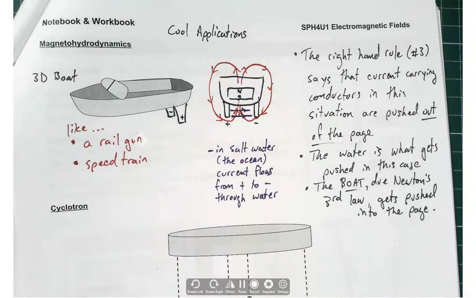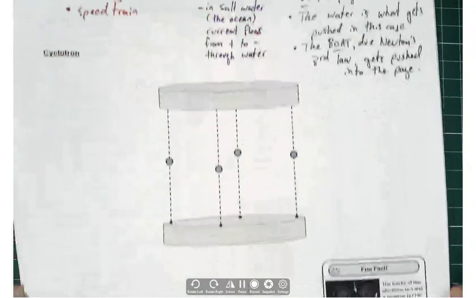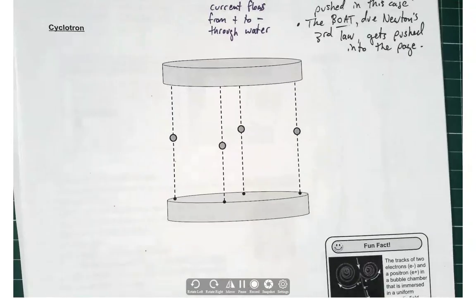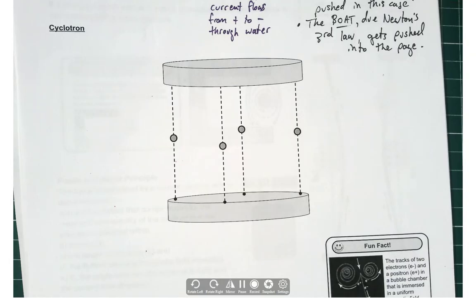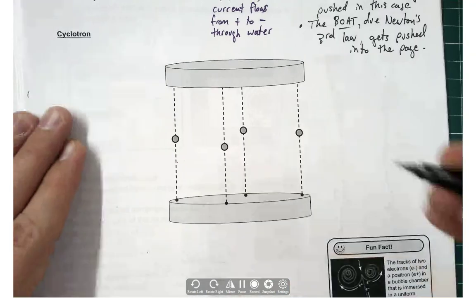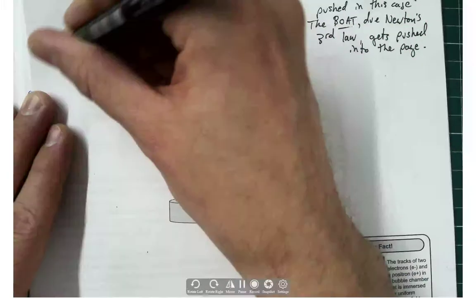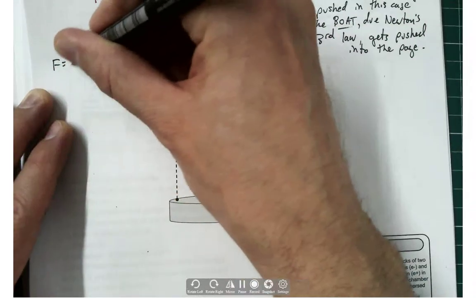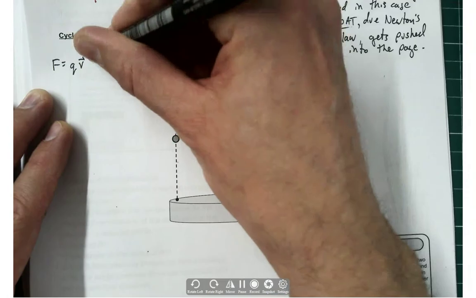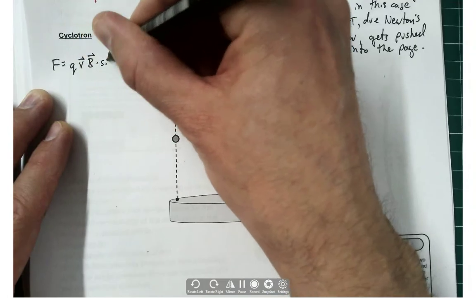So we find ourselves in a situation where we have what we call a cyclotron. Now, before we do this, I want to write a single equation off to the side here. And the single equation goes like this. F is equal to Q V B times sine theta.